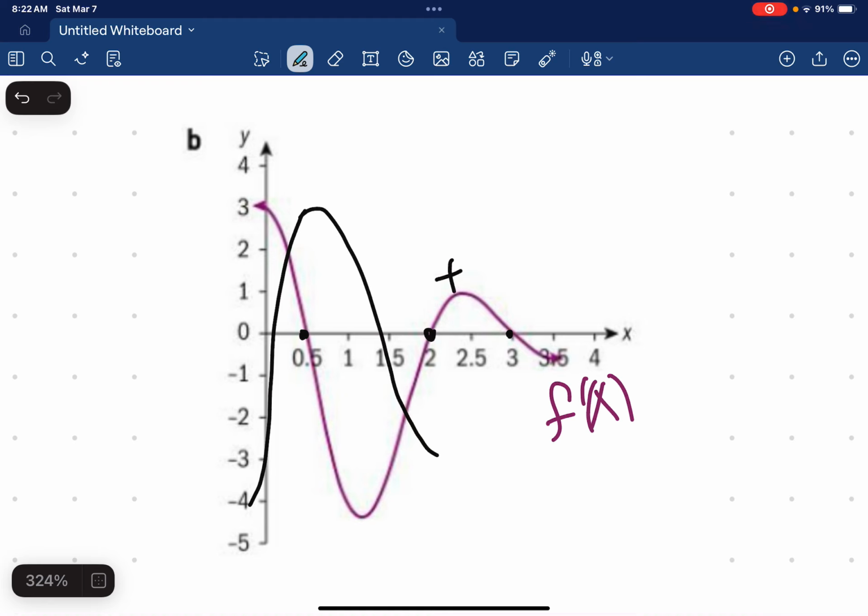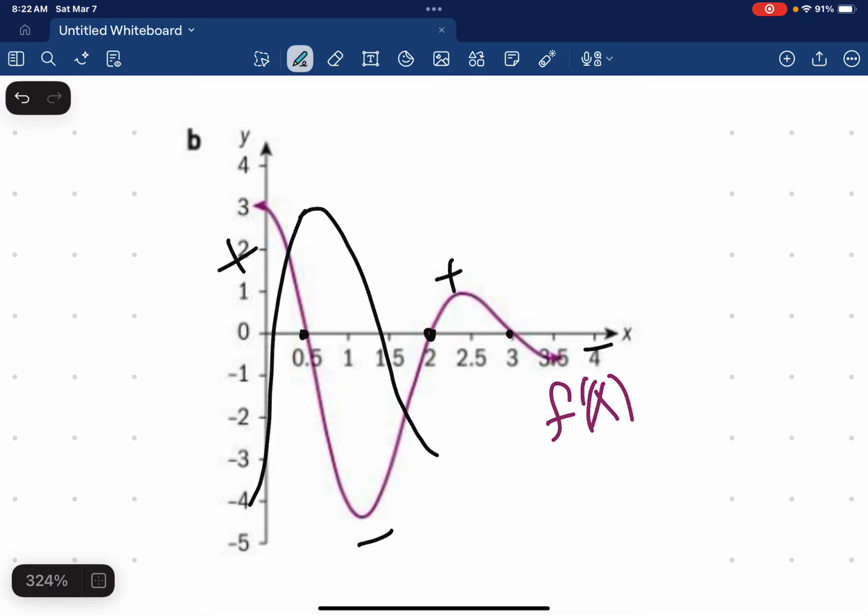So positive. Let me label it out like this. Bless me, God. Okay. Negative. And now that we're at the next turning point, I'm about to sneeze again.